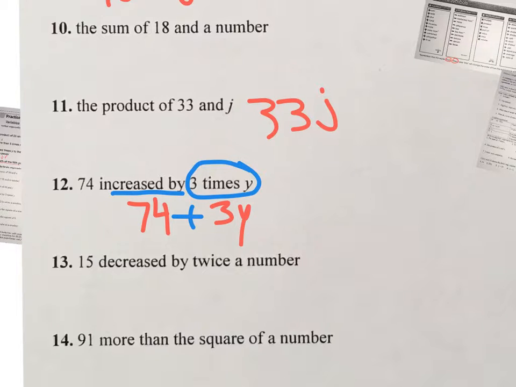Okay. Technically, it could be 3Y plus 74. That's because of the commutative property of addition. But right now, since we're learning the way the words modify the order, I want you to put the 74 first and the 3Y second.